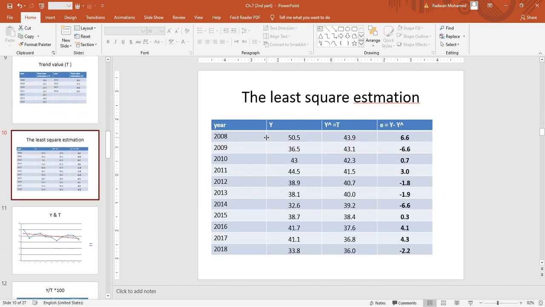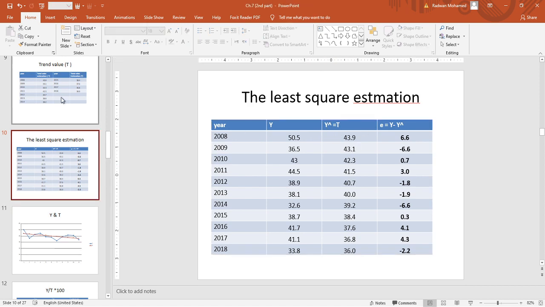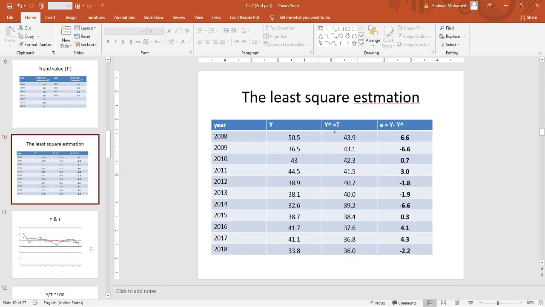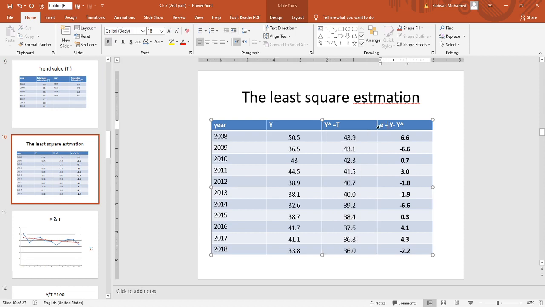Okay, here also I want to calculate y hat, which is equal to the time. So I will put the t, which is the time or the trend here. Then I will calculate the e, which is the error. How could I calculate the error? I will take the difference between y and y hat, and don't forget that y hat is equal to the trend. So y hat and the trend are the same.